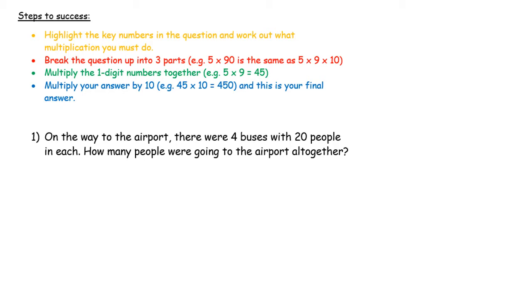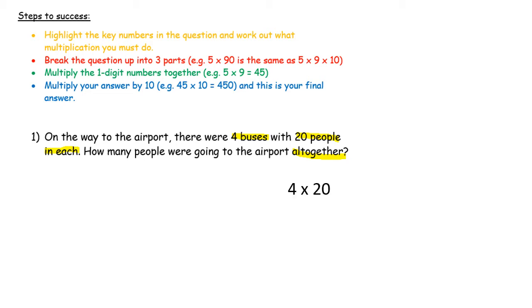On the way to the airport, there were 4 buses with 20 people in each bus. How many people were going to the airport all together? Okay, so you've got 4 buses multiplied by 20 people. Okay, so you're just doing 4 times 20.